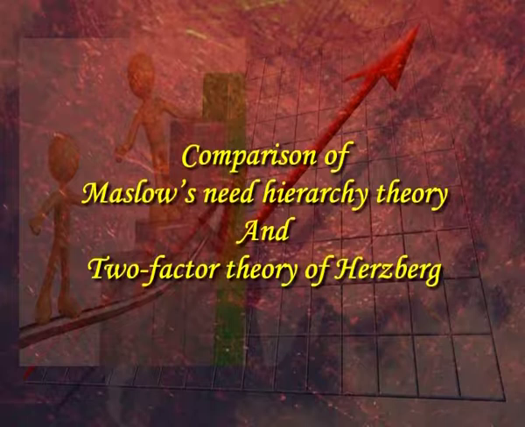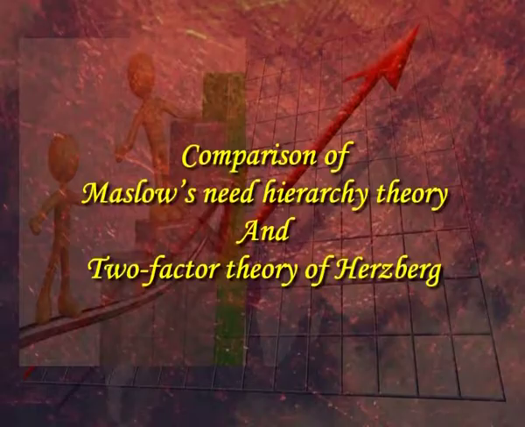Now, let us see a comparison of Maslow's need hierarchy theory and the two-factor theory of Herzberg. On comparing both the studies, certain similarities have been noticed. Maintenance factors propagated by Herzberg are identical to lower level needs of Maslow. Higher level needs in the hierarchy of needs are identical to motivation factors suggested by Herzberg. Division of the esteem need into two parts has become necessary.